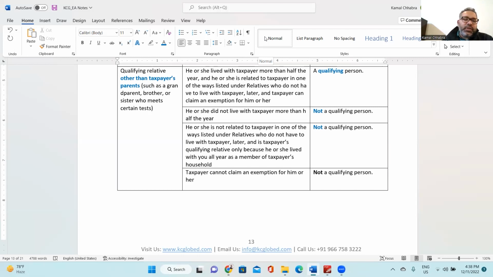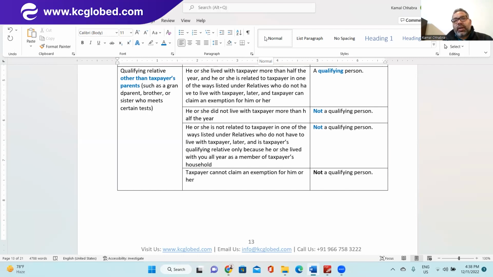So, one by one. The first one is, if there is any relative who is dependent on you, whether it's your brother or your sister, and who meets certain other criteria to be your relative, right? In that scenario, if that person is dependent on you and living in your house, and you are paying for more than 50% of their support, and they are living in your house for more than half of the year, then you can consider that person dependent on you and you can take the benefit of head of household filing status. First thing.